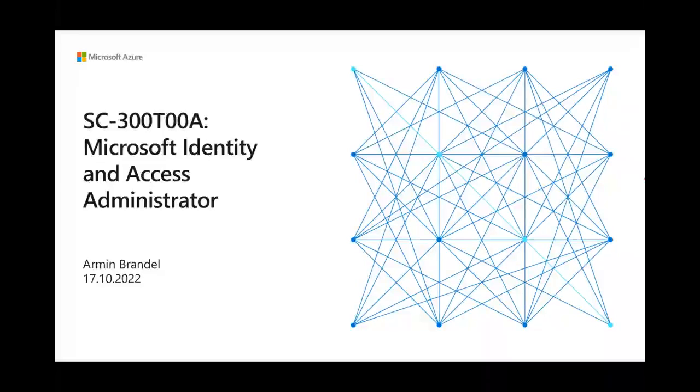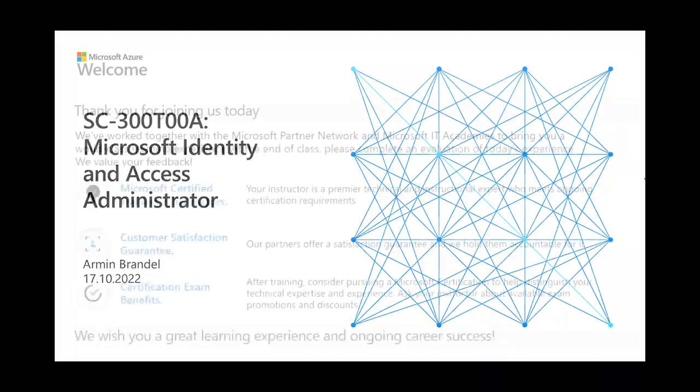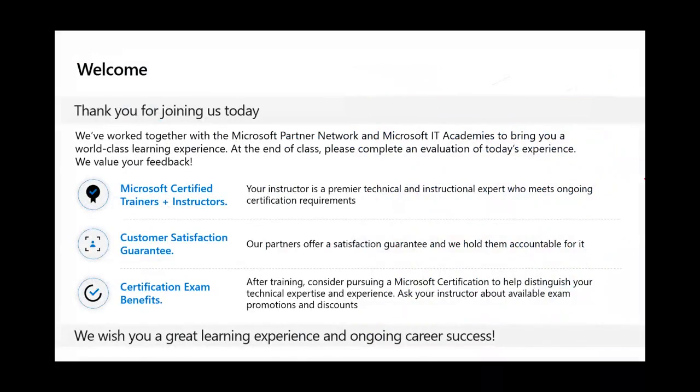Today we have the course SC-300, the Microsoft Identity and Access Administrator, together. As you know, we are going to have a course for 5 days. During these 5 days, we are going to have about 5 hours each day, and we are going to talk about different topics in this course.